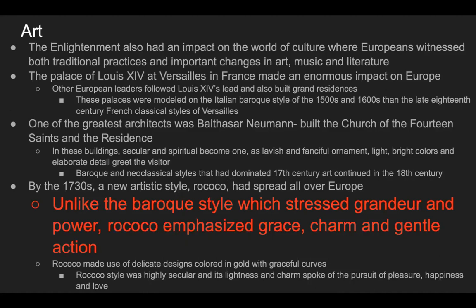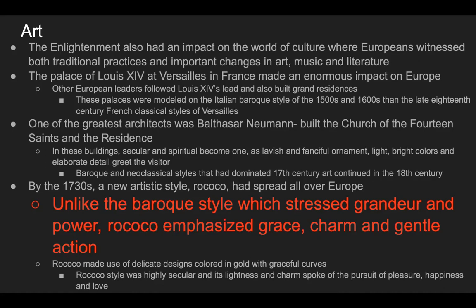Art. So the Enlightenment had an impact on the world of culture, where Europeans witnessed both traditional practices and important changes in art, music, and literature. The palace of Louis XIV at Versailles in France made an enormous impact on Europe. Other European leaders followed Louis XIV's lead and also built grand residences in their countries. These palaces were modeled on the Italian Baroque style of the 1500s and 1600s, then the late 18th century French classical styles of Versailles.